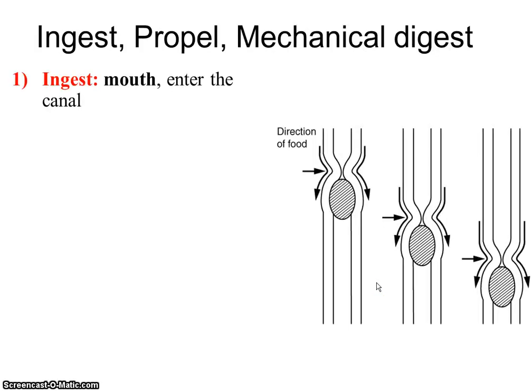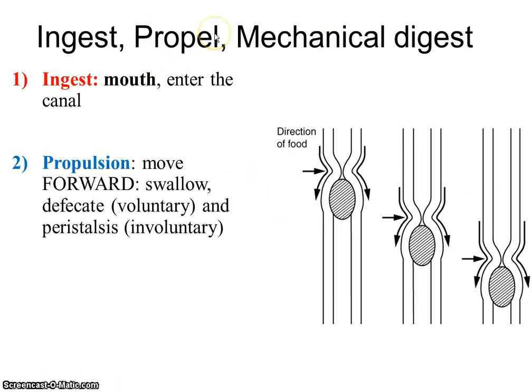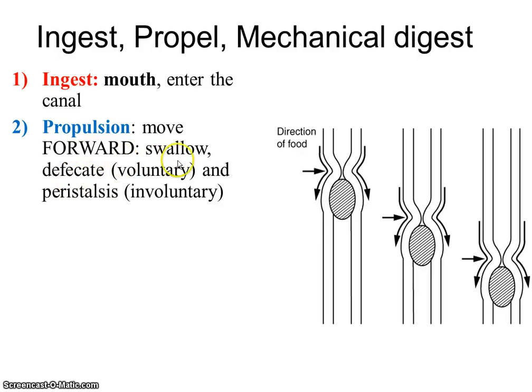All right? So in this cartoon, you see this idea of, again, the first, ingest, propel, mechanical digestion. So mouth, as I said, enters the canal. This is actually showing a process called peristalsis, which is a propulsion process. All right, so move it forward. When you swallow, when you defecate, and the whole process of peristalsis, which is throughout. So I just mentioned here, just to be clear, you choose to swallow and you choose to defecate. And that's about the only voluntary movement that's going to occur throughout this whole long tube. Peristalsis is what's going to rule, and it is out of your mind and out of your cerebral cortex's control.